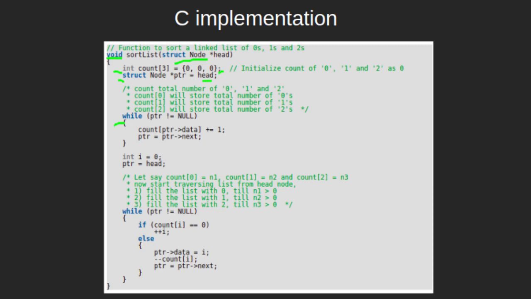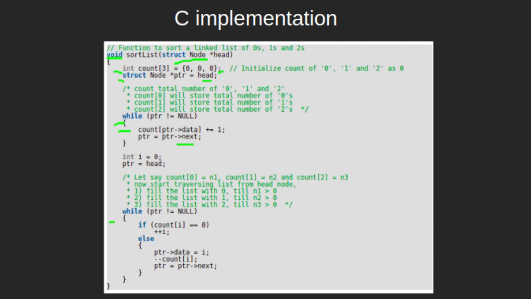Here we are using the linked list element as an index of the count array to increment the count of that particular element. Once we have updated the count, we will move the pointer to the next node. After the traversal, count 0 will store the total number of zeros, count 1 will store the total number of ones and count 2 will store the total number of twos. Once we have counted the number of zeros, ones and twos, we will again traverse the linked list.